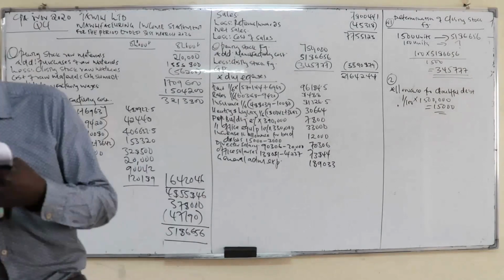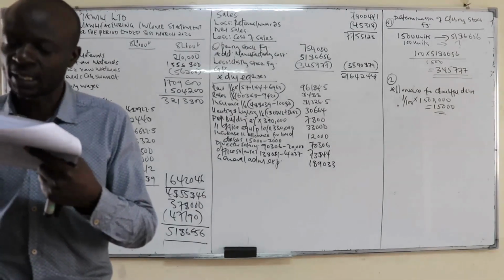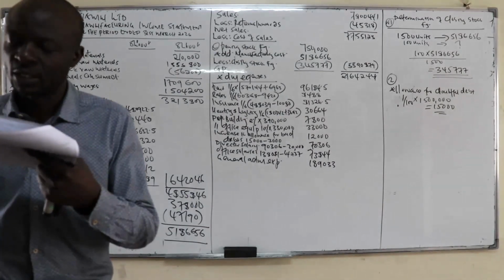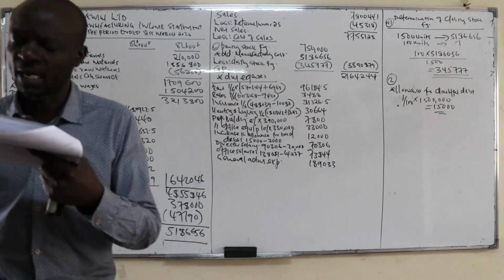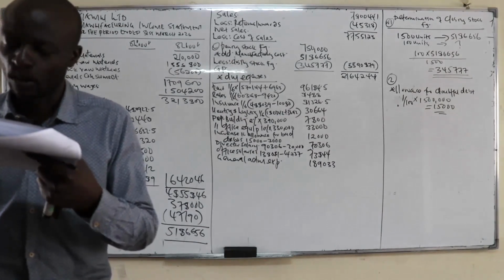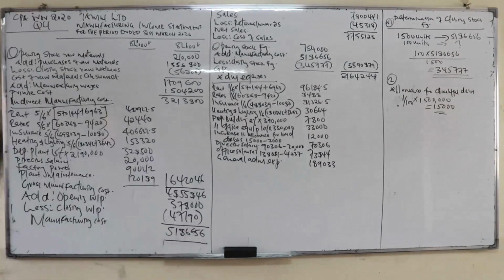Rent, we are through with it. Maintenance plan, we are through with it. Director salaries, we are through. Heating and lighting. That is finance. Transport expenses, that one will fall under distribution. Manufacturing wages, accounts. So we are through with the admin expenses at that point. Salesman falls under distribution. Sawa.